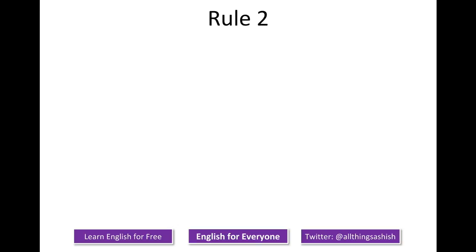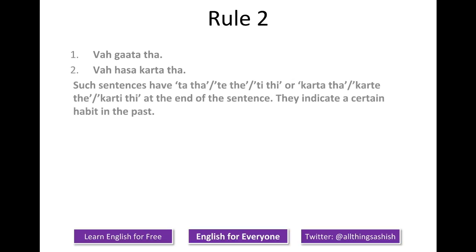Alright, let's look at rule 2. वह गाता था. वह हंसा करता था. So such sentences have ता था, ते थे, ती थी, or करता था, करते थे, करती थी at the end of the sentence. They indicate a certain habit in the past.